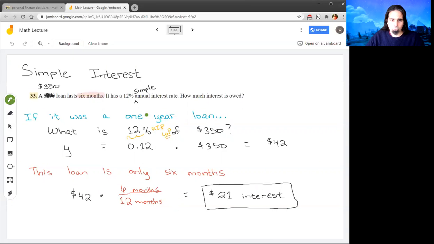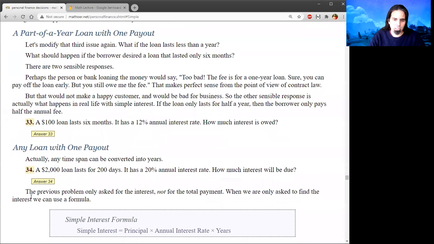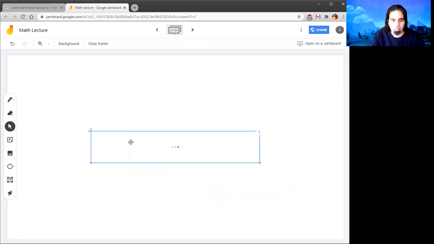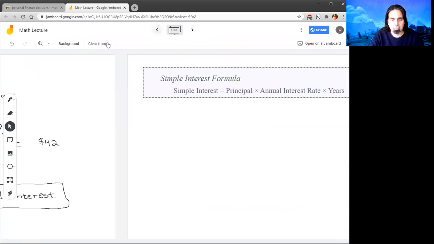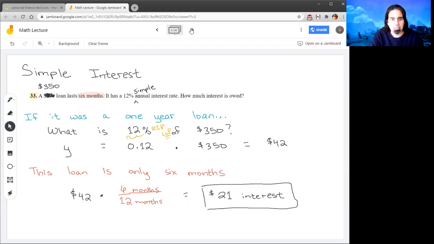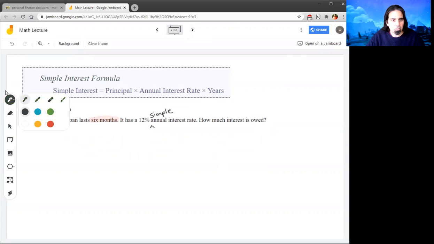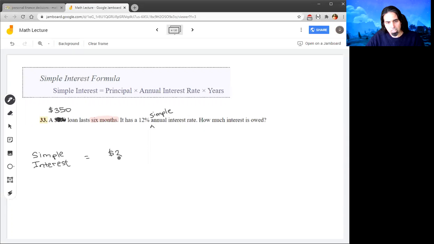So those 2 steps, multiply these 2 things and then multiply by how many years, happen again and again when you do this kind of problem. So we just write it as a formula. Doing exactly what we just did before, if you don't mind me boring you too much, all this formula is saying is that we'll take the 350, multiply it by the 0.12, multiply it by the 6/12, and we would get the $21.